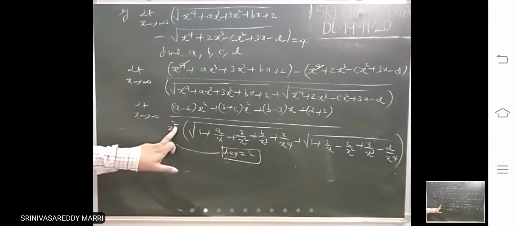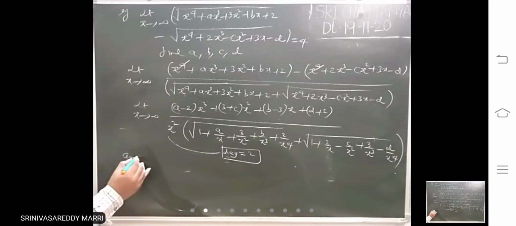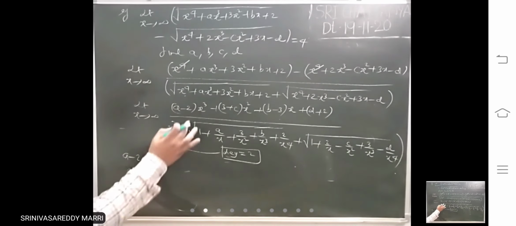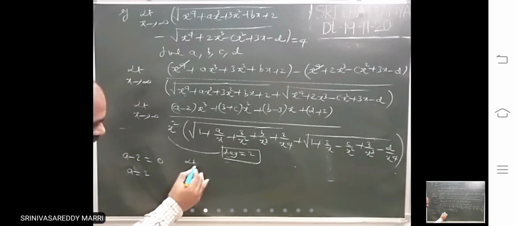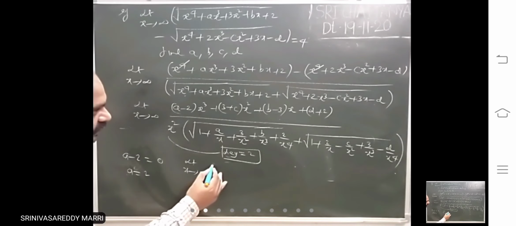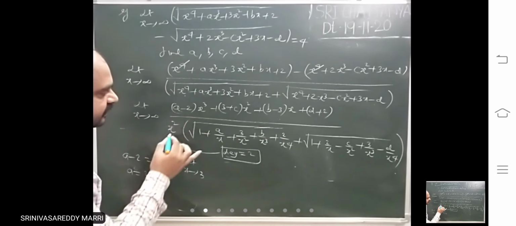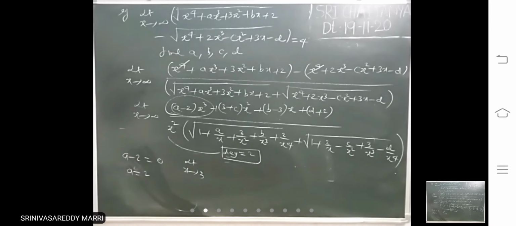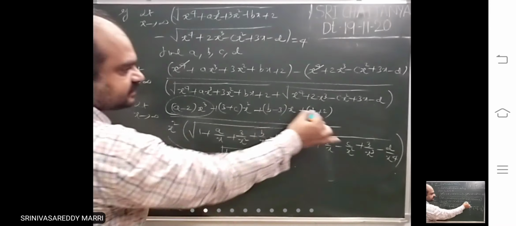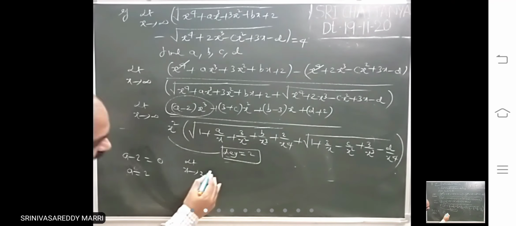Therefore, more than this, what are there? X cube is there. That means the coefficient of x cube equals 0. A equal to 2. So that means this will become 0. Now you evaluate the limit value. So this is 0, this is over. That term you eliminate. And from these three, take x square common.